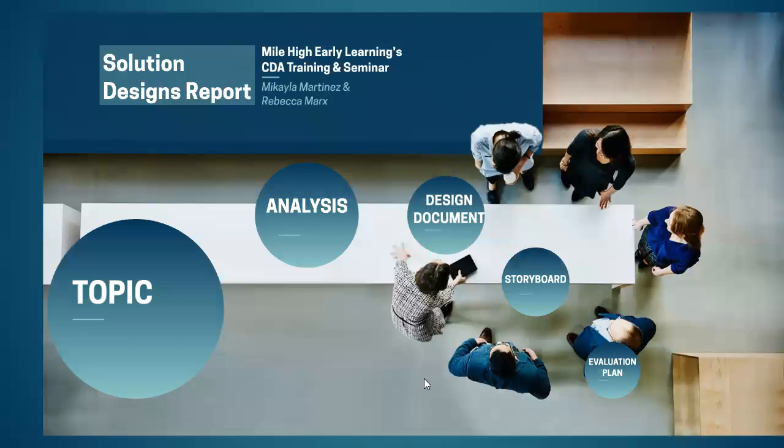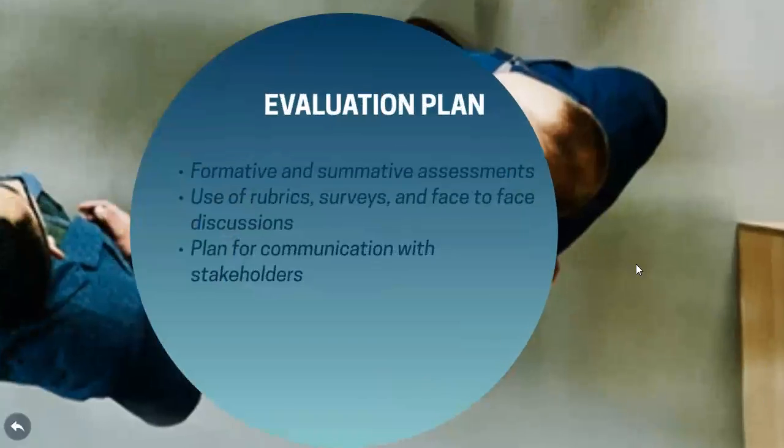Finally, we'll get into our evaluation plan. Through the use of formative and summative assessments, our evaluation plan serves two purposes. First, to determine if the learners can effectively apply the content to a real-world scenario, and also to determine what modifications need to be made to the learning design in order to improve the program for the future. We will use rubrics, surveys, and face-to-face discussions to evaluate the progress of our instructional design and allow for ample time to improve them. We will conclude the project with a final survey before communicating the results to our stakeholders.